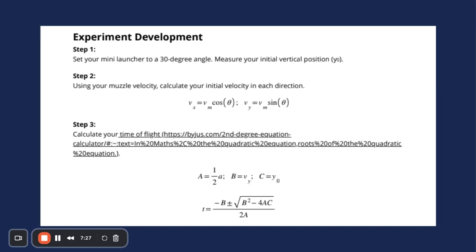Next, the spin and development. We had to set our launcher to a 30-degree angle and measure our initial position of y equals 0. Using your muzzle velocity, calculate your initial velocity in each direction. We use v of x equals v of m cosine theta, and for our y component, v of y equals v of m sine theta. We had to calculate our time of flight. In order to do this, we used the quadratic formula, t equals minus b plus or minus the square root of b squared minus 4ac, over 2a, to find the components that belong to each angle.